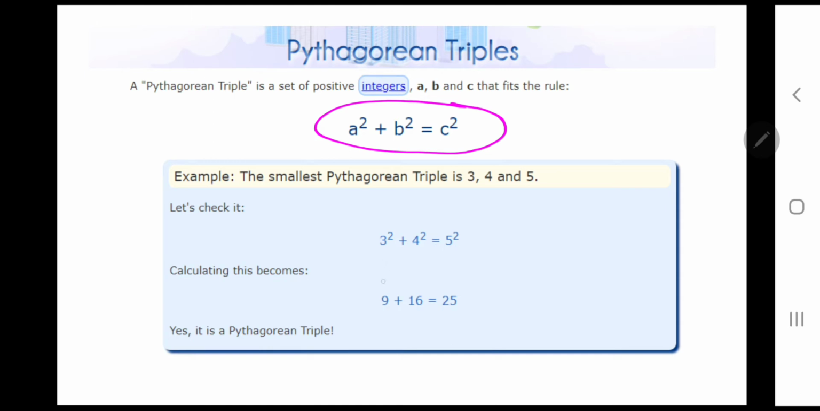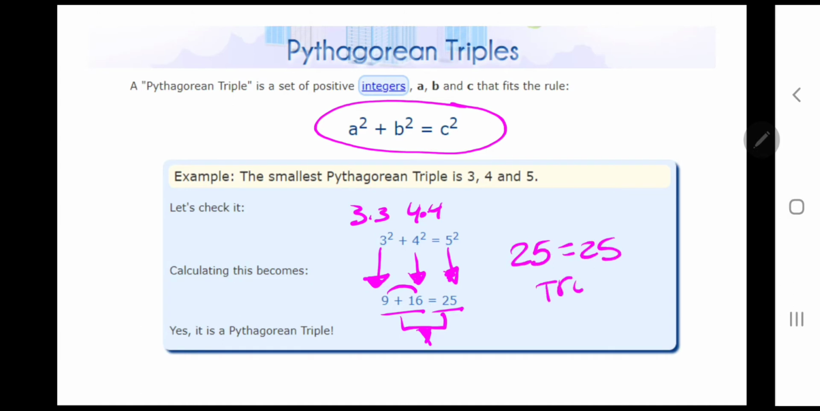Alright, so we know that 3 squared is 9, because that means 3 times 3. We know that 4 squared is 16, because that means 4 times 4. And then 5 squared is 25. So then what we're going to try to do is just see if they balance. Think about a balance beam. You know, all equations have to balance to be true. So is this true? Does 9 plus 16 equal 25? And yes, it does. So basically you'll have 25 equals 25. And then that is true. And then that would be yes, it is a Pythagorean triple.